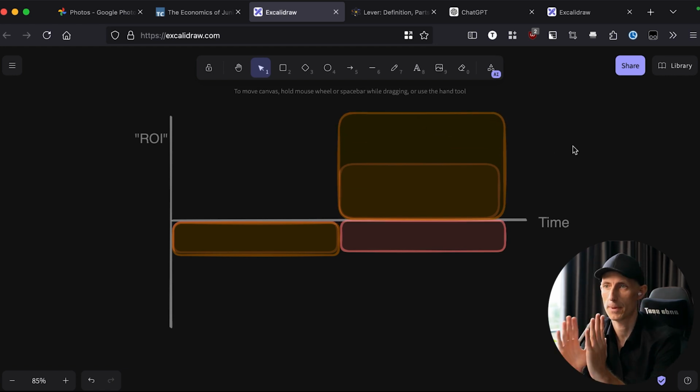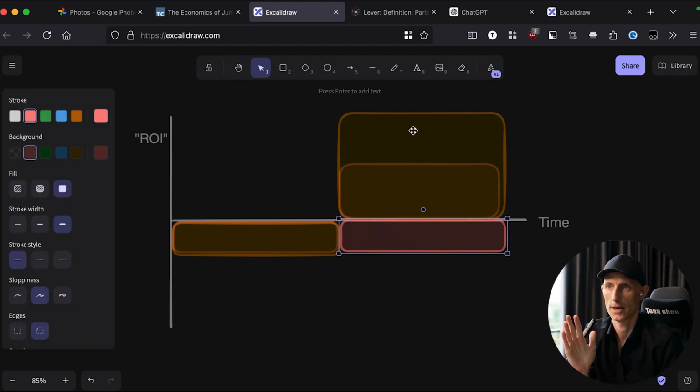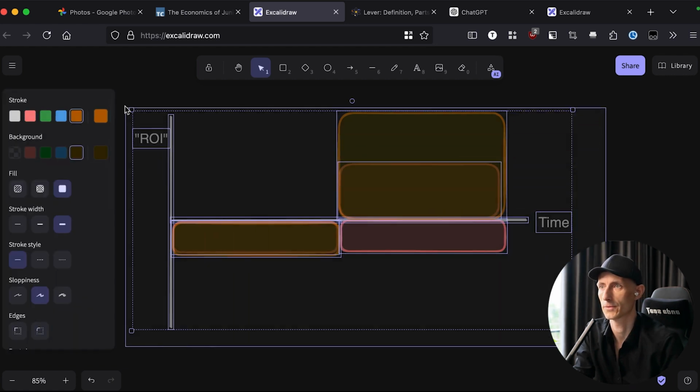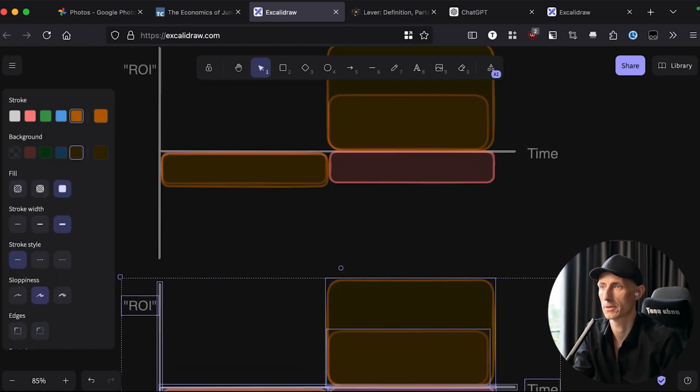Okay, so this is basically how a business owner sees the economics of a junior. You always have to pay the salary, and then you get the leverage out later on. If a business owner would hire a senior right away, they would have a different economic curve, right? So let's have a look. If you just copy this.